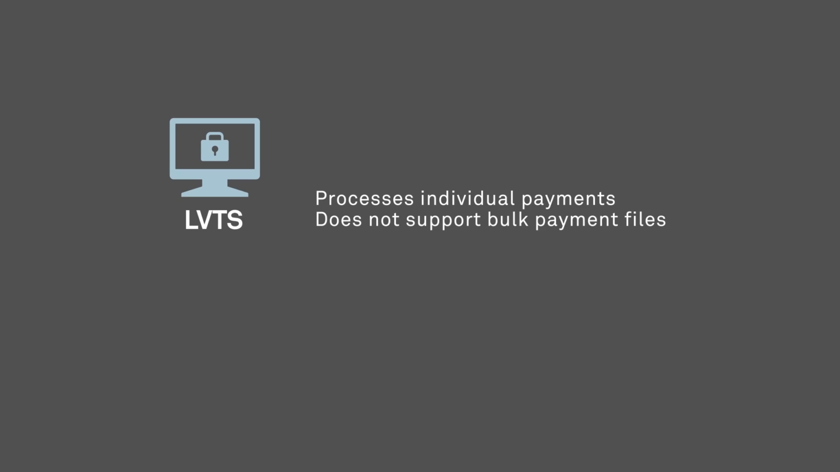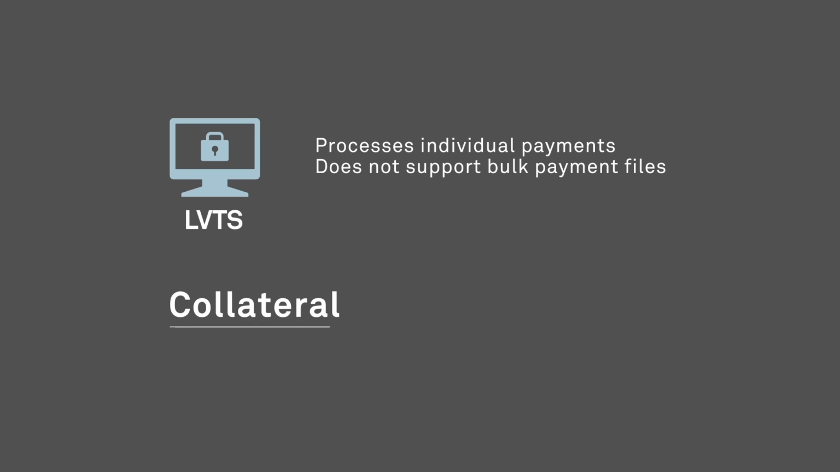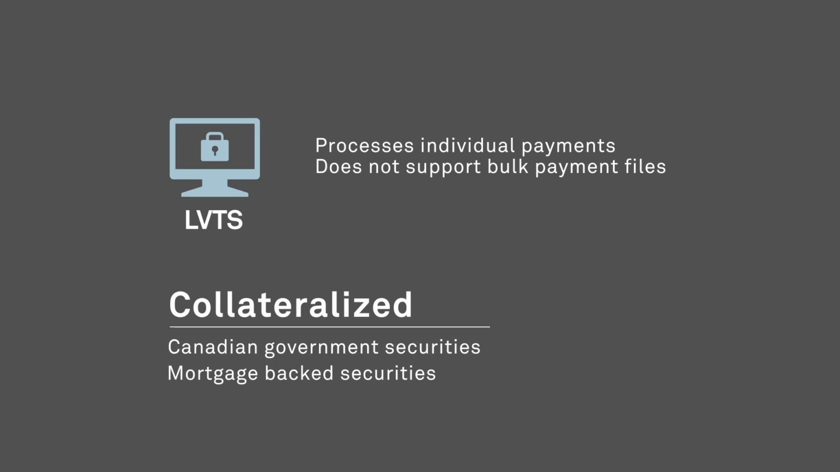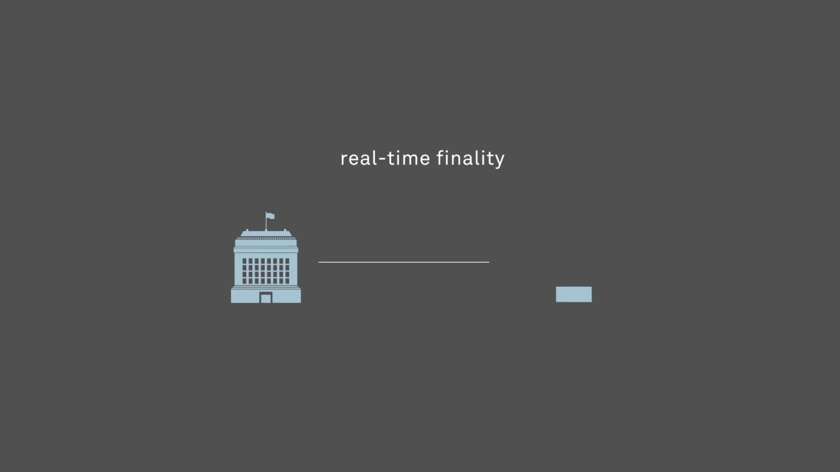Because it was designed to process large-value irrevocable payments, the LVTS is a collateralized system. This means that LVTS participants pledge collateral, such as Canadian securities issued by federal or provincial governments or specific mortgage-backed securities, to the Bank of Canada. This collateral is then used to support payments made within the LVTS. As a result of this collateralized system, every LVTS payment has real-time finality and same-day certainty of settlement.